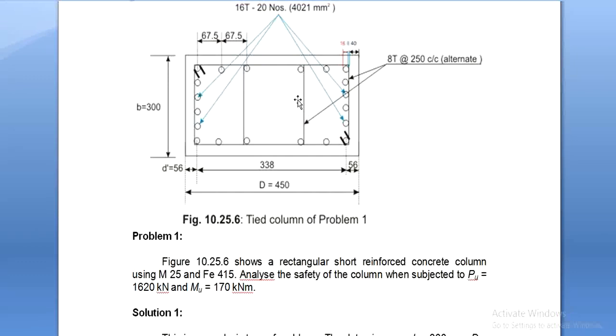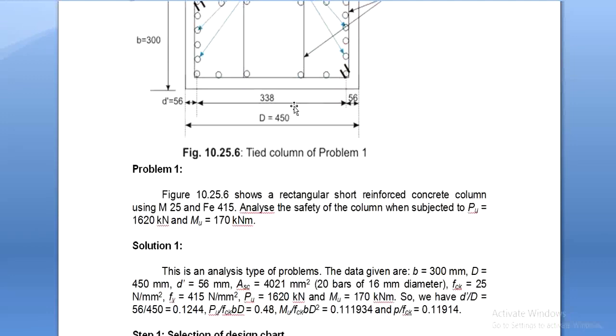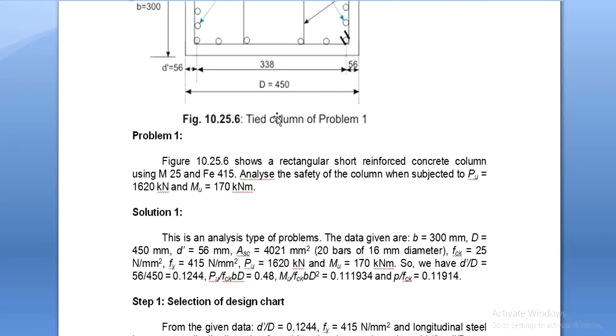Next is the design type of problem. In this type of problem, they are going to give us the values of Pu and Mu. They are not going to give us the value of area of steel. In this case we are going to find out the area of steel by using the SP16 design chart. Similarly, in the analysis problem also we are going to use the SP16 charts. So these are the two types of problems.